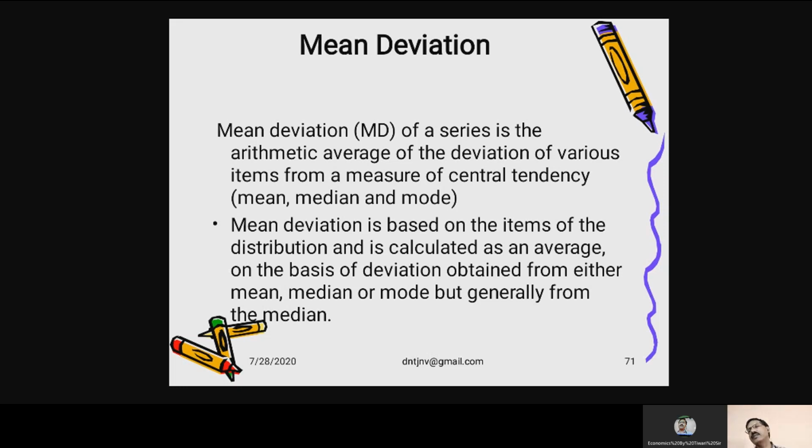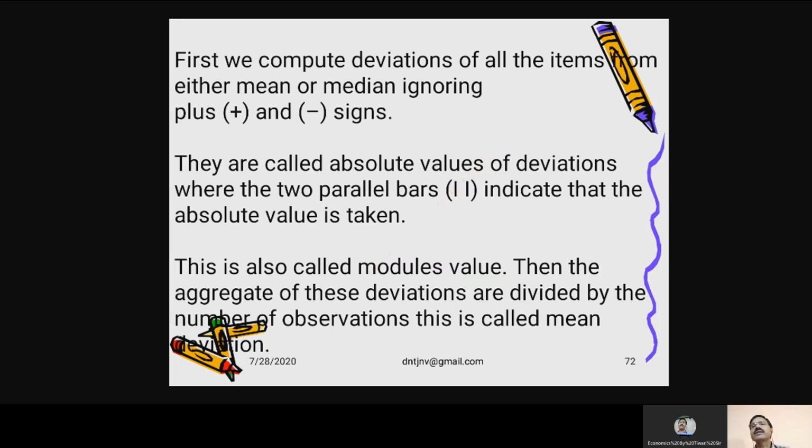First of all, you find out the mean, then find the difference between the actual value and the value of the mean. Then this difference is to be divided by the number of observations to find out dispersion. First, we compute deviations of all the items either from mean or median, ignoring plus or minus sign. Absolute values are to be taken. They are called absolute values of deviations, where two parallel bars are put to indicate that the absolute value is taken. This is also called modulus value. Then the aggregate of these deviations is divided by the number of observations. This is called mean deviation.